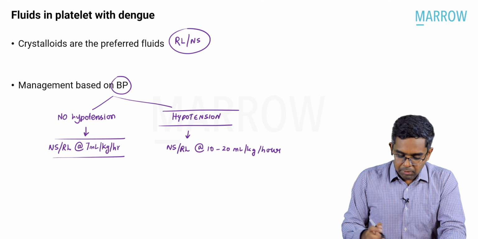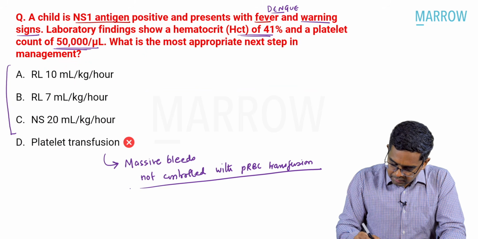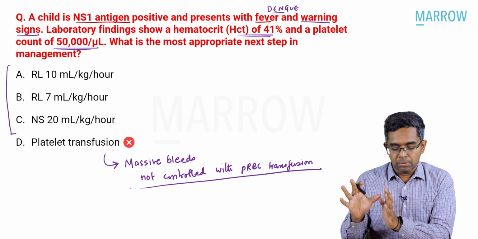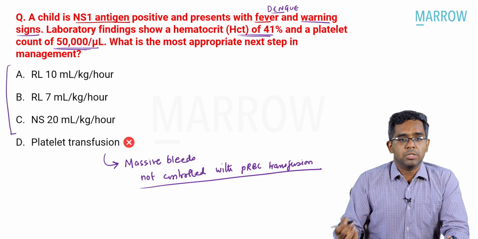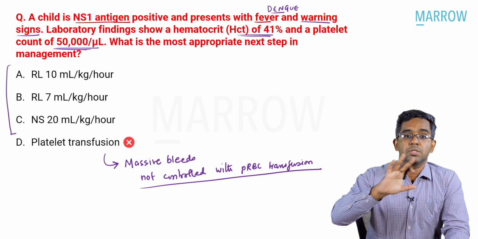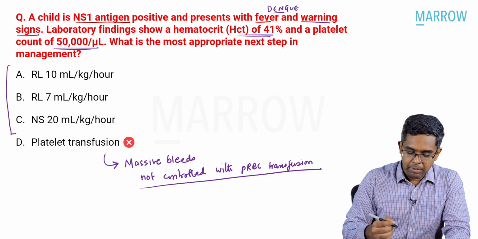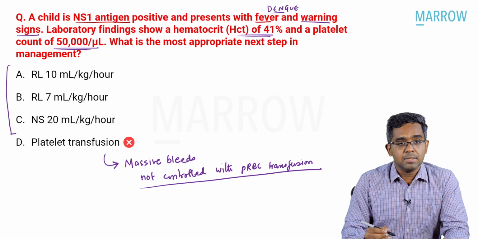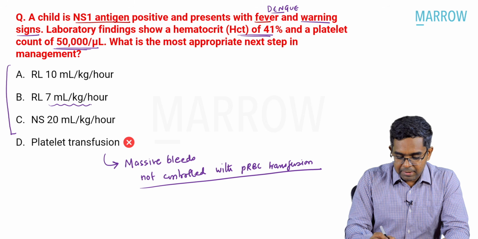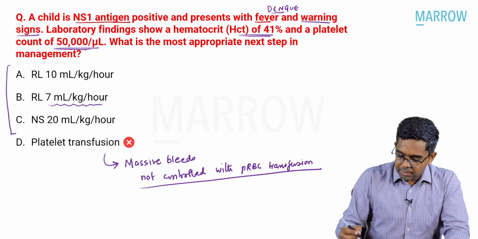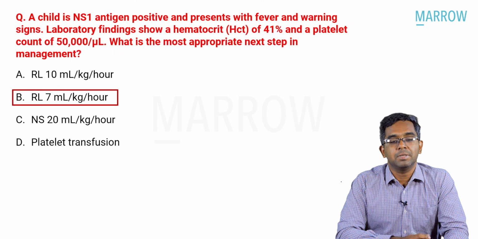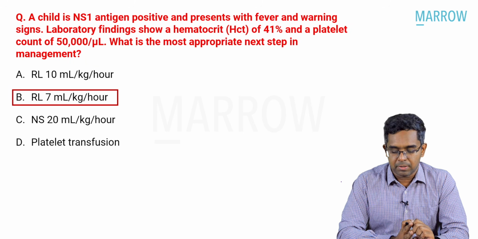Okay, right. Now, let's come back to the question. We clearly ruled out platelet transfusion here, as it is not mentioned, right? There is no hypotension mentioned, so let us take that there is no hypotension in this child. If there is no hypotension, obviously it should be NS or RL. But what is the starting infusion? Yes, it is 7 ml per kg per hour only. So what is the clear answer for our question? It is option B, which will be the answer for this particular question, right?